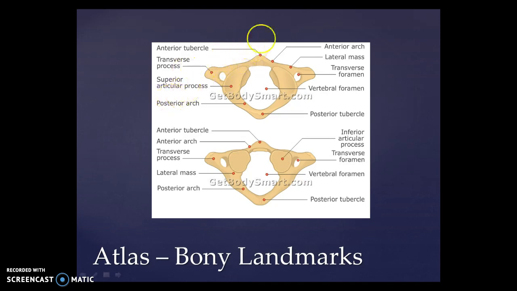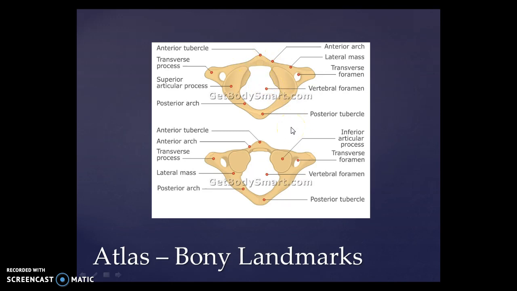You have your transverse process out here and out here. Your transverse foramen, which holds your vertebral artery, and your posterior tubercle, your anterior tubercle. This is just considered your posterior arch and your anterior arch.